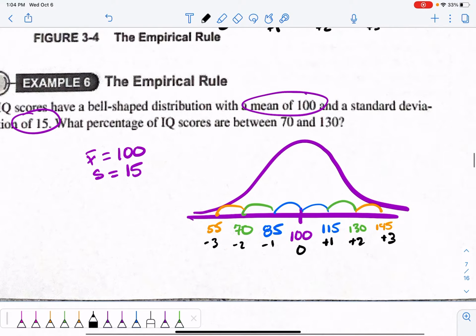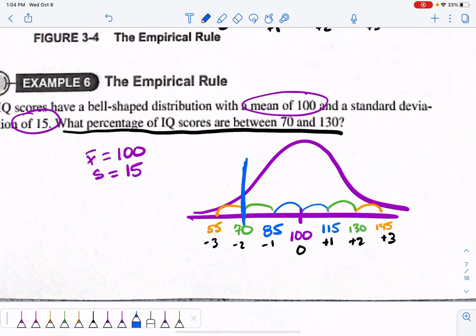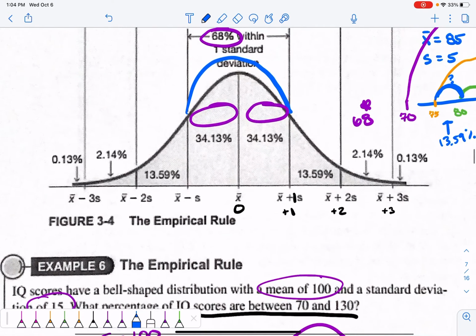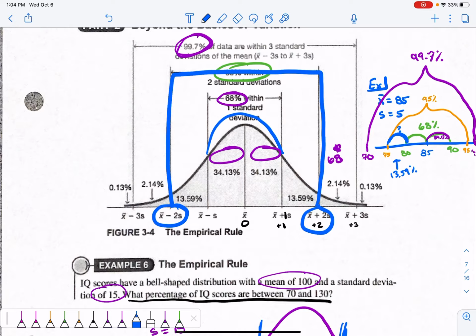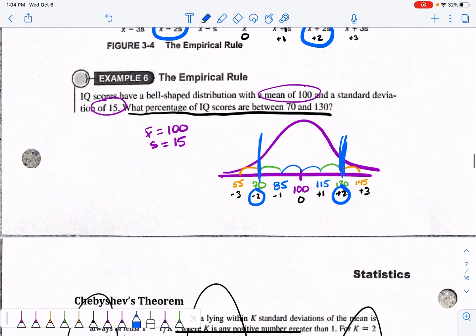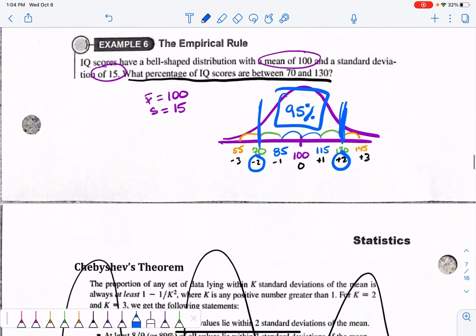So here they're asking what percentage of IQ scores are between 70 and 130, okay? So 70 is right here, and 130 is right here, and that's between -2 and +2. So -2 is this one, +2 is this one. And so we have this rainbow of values right here between -2 and +2, and I just wrote over top of it, it is 95%, okay? So that tells us if this data is normally distributed, about 95% of the kids would have scored between a 70 and a 130 for their IQ, okay? So that's how this table operates a little bit.